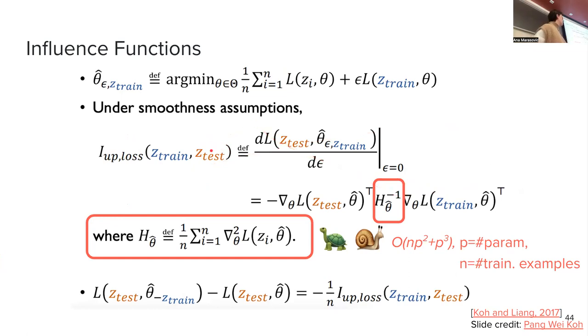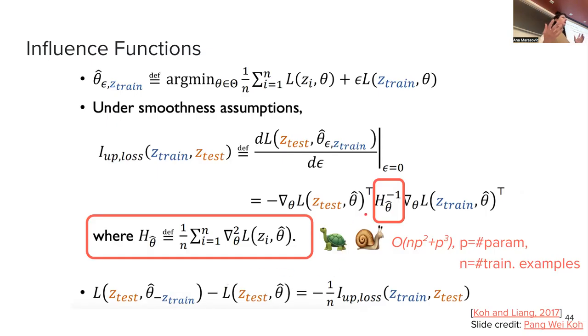And upweighting is not really what we do. We want to see what would happen if there is no such example. So we use minus 1 over n, because we have a substantial number of training examples. This is going to be something small. And the minus changes upweighting to downweighting. So we got this equation from all these derivations.